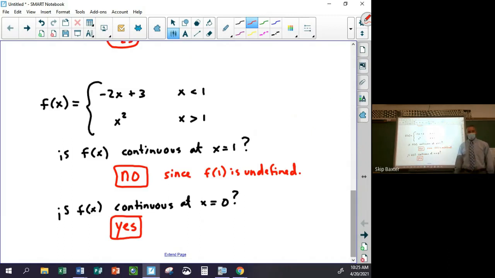Does that make sense? So those are two tricks they might try and pull on you. They might ask you about the point where the function changes, but yet the function is undefined at that point. That's one trick. And the second trick is they might ask you about a point that's not even where the function changes. In that case, the answer is yes all the time. Okay?